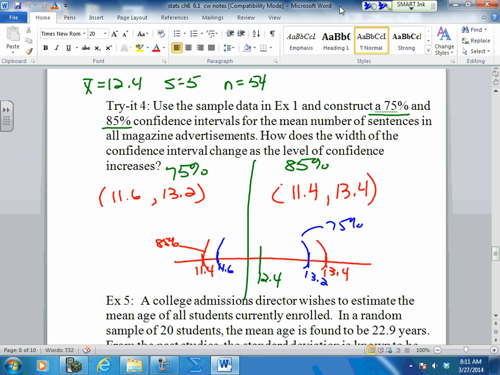Give me one more minute. This is why. Because when we do this, we want to be more confident than 75%, right? We want to be 85% confident now. So if I want to be more confident, I need a little bit more wiggle room in here. So my margin of error has to be a little bit wider. So as your level of confidence increases, then your interval widens. I want you to use the word widens.